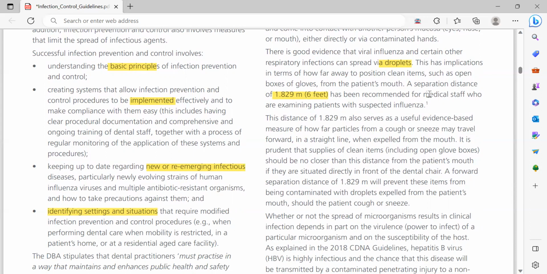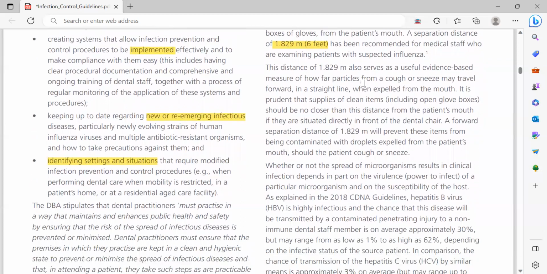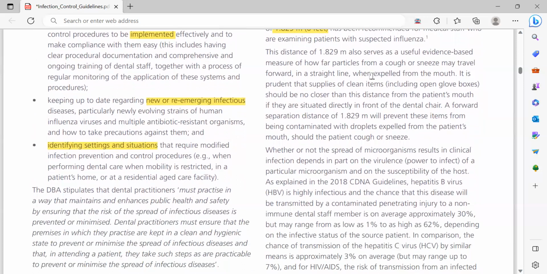So that's the reason, because these droplets can travel this much distance. The distance of 1.829 meter also serves as a useful evidence-based measure of how far particles from a cough or sneeze may travel forward in a straight line when expelled from the mouth.